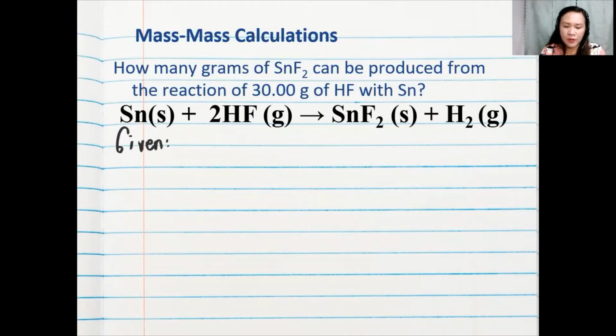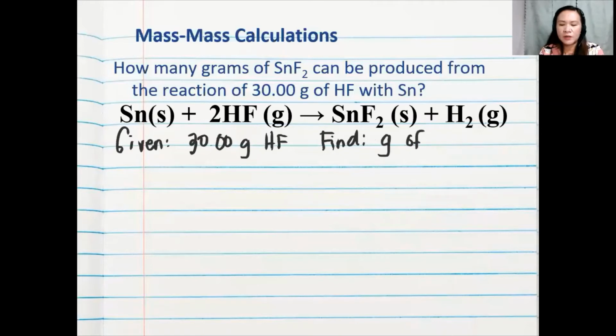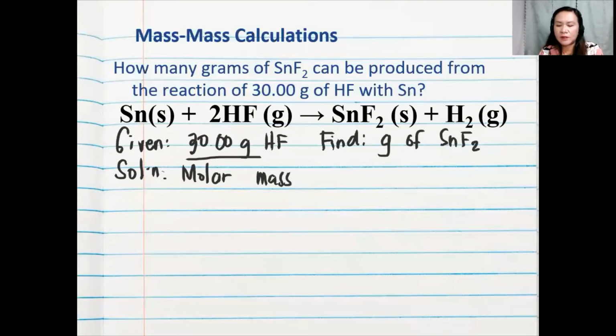That will be 30 grams of hydrogen fluoride, and we need to find the mass or grams of SnF2. Okay, so the next thing that we need to do is put the molar masses. For this problem, we need to get the molar masses of the two because we have grams of HF as well as grams of SnF2. So of course, we need to find their molar masses.